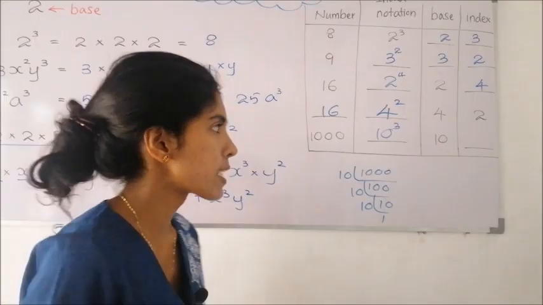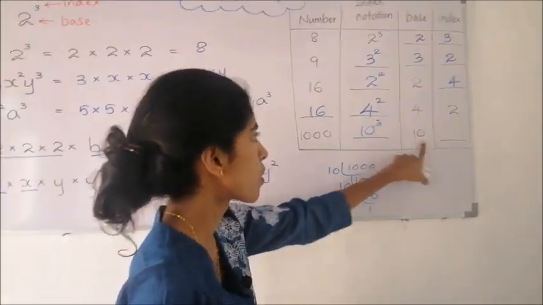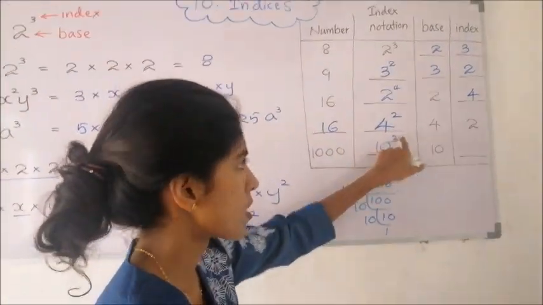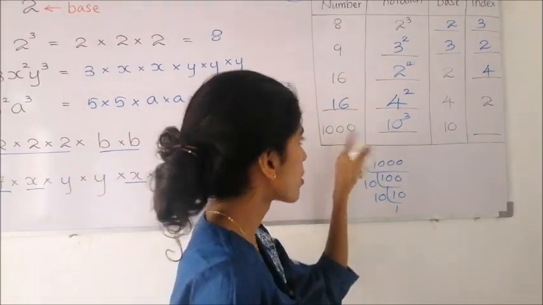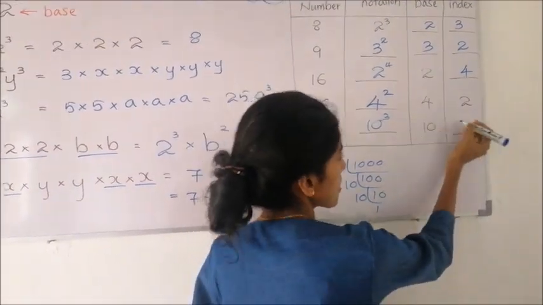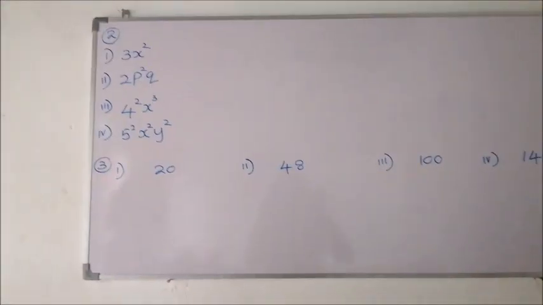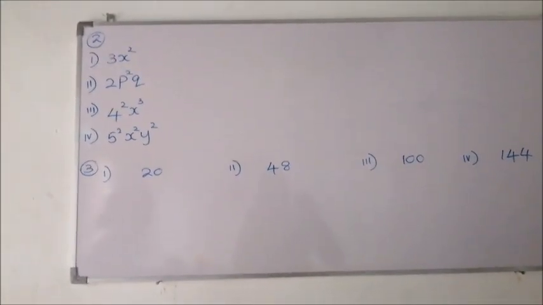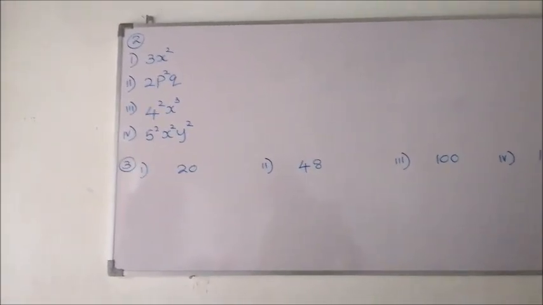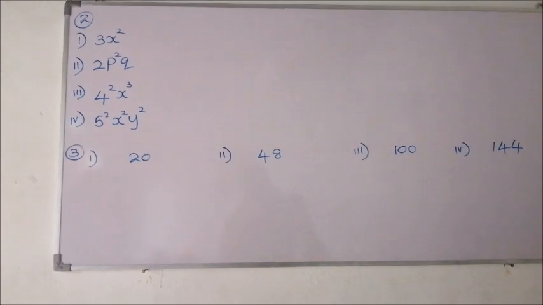But simply you can think like this. Base is 10. Now, how many zeros can we see? 3. So power must be according to the number of zeros. So what is the index? 3. Now children, in review exercise second question, expand and write each of the following expressions as a product.